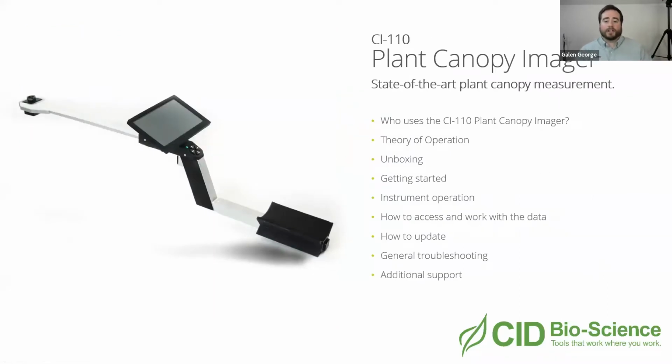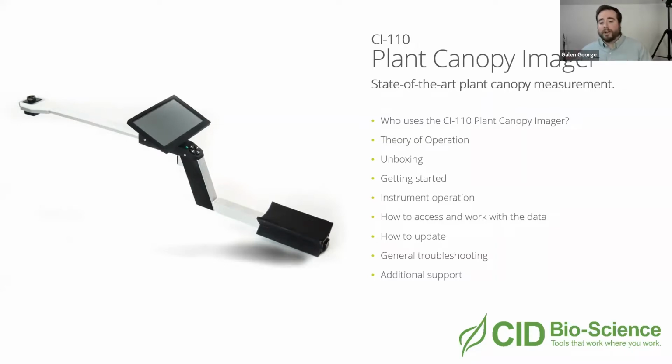So today's agenda, we're really just going to do a little bit of light discussion about who is using the CID 110 Plant Canopy Imager, how the actual instrument works. We're not going to get too deep into the mathematics of it. There's a lot that we could get into, but I'll provide some resources for you to learn more about that. And then we're going to get right into unboxing the instrument. So actually showing you what it looks like when you receive the instrument, what all the components are, explain all the different parts of the instrument, the hardware parts.